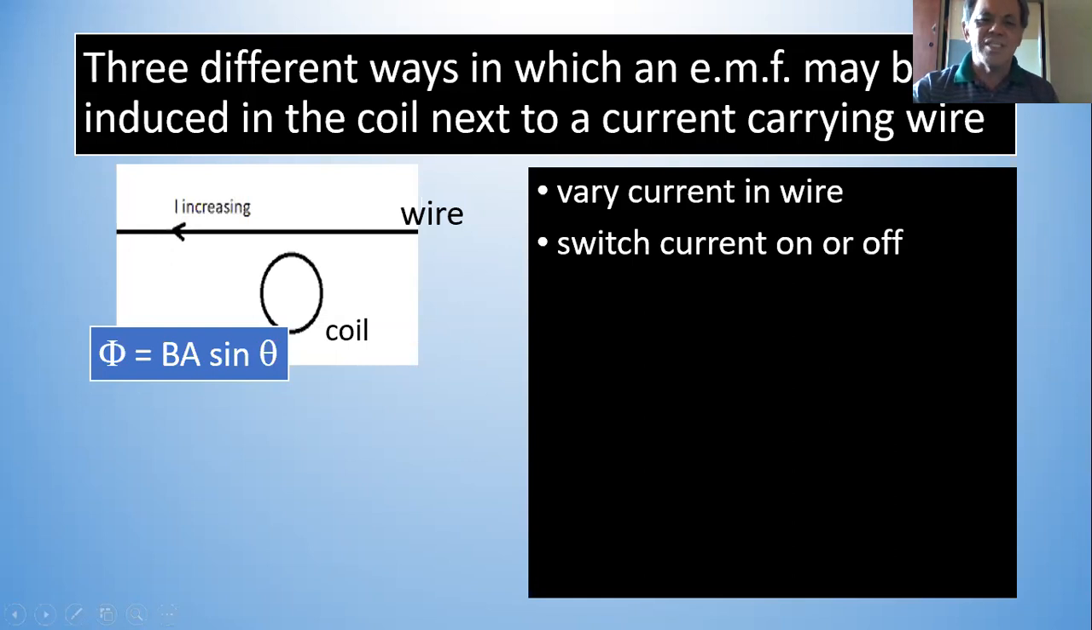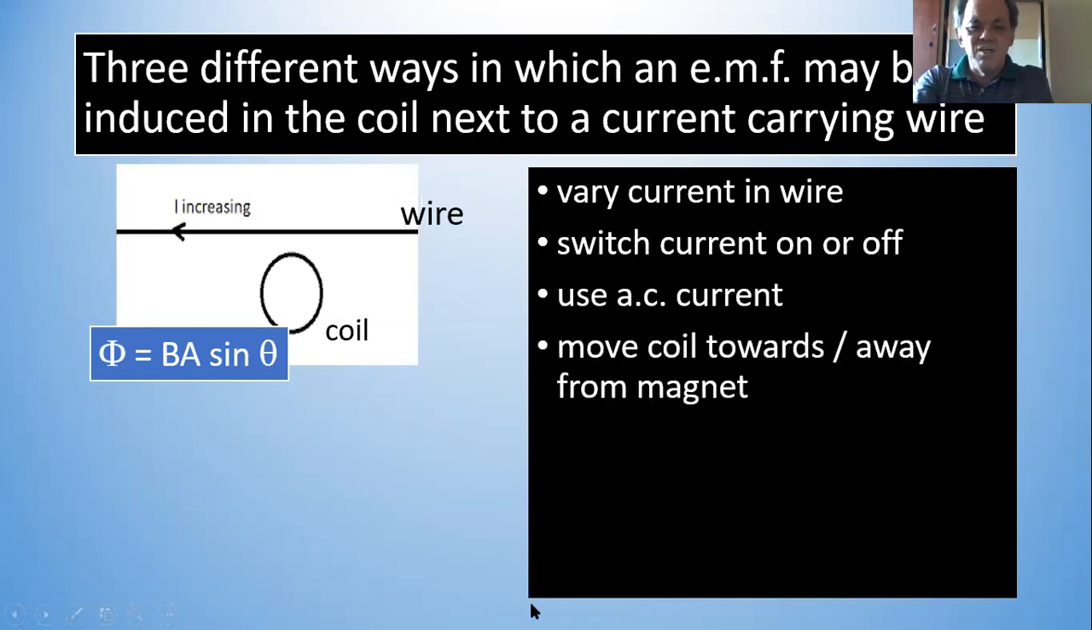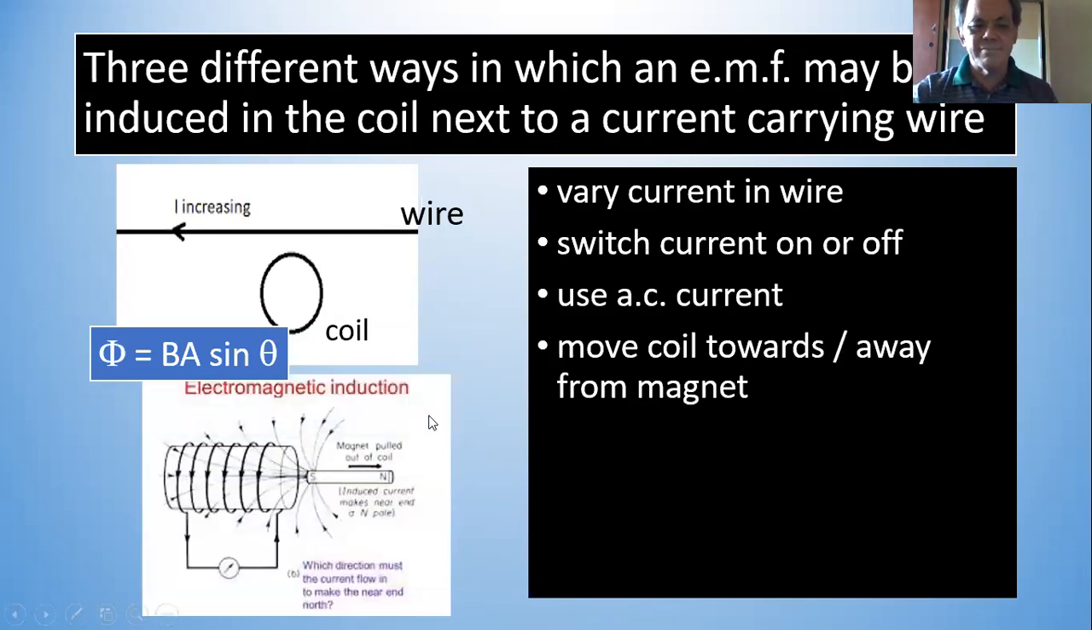So we can switch the current on and off. Or we can use alternating current. That means the current changes direction. Or we can move this coil towards or away from the current carrying wire or magnet. Same as what we have done here, we can move the coil or we can move the magnet. Either way, we will produce an induced EMF.